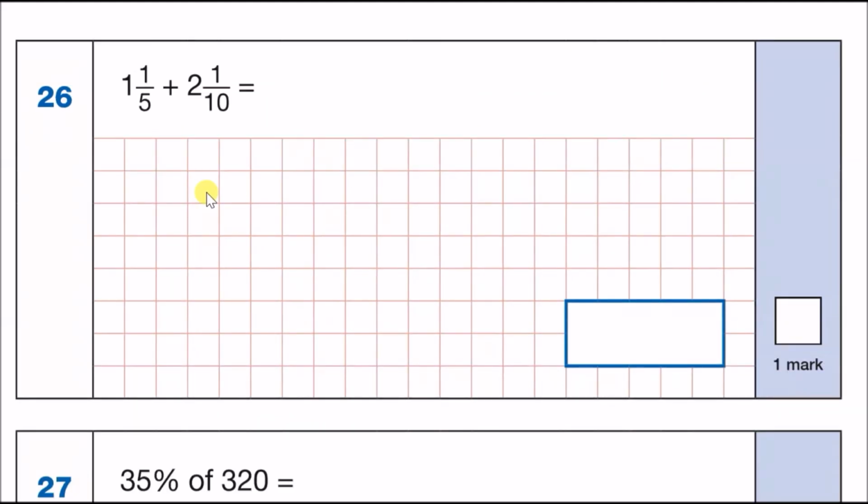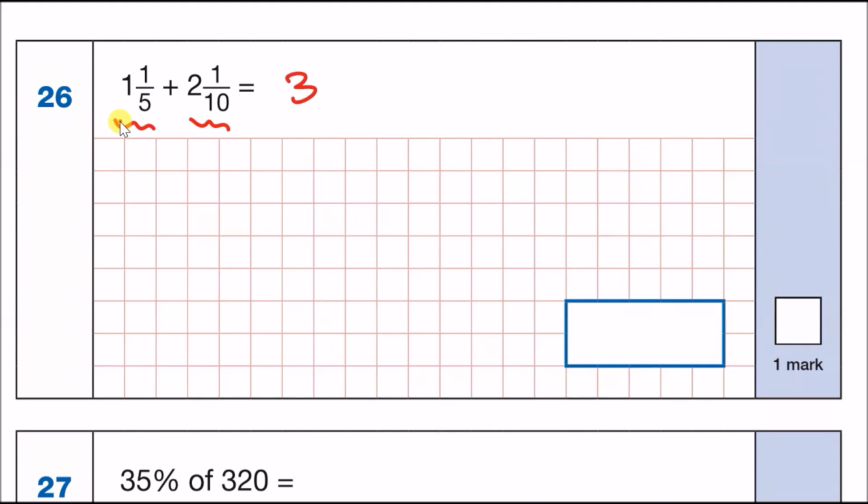Number 26. So now they want us to add 1 1/5 plus 2 1/10. Just like the other question, in this case we need to have common denominators. So what I usually do is just ignore the whole numbers here. So we can say straight away that 1 plus 2 is 3.